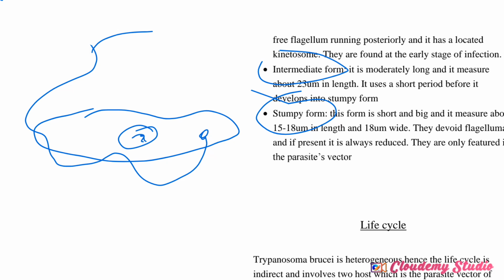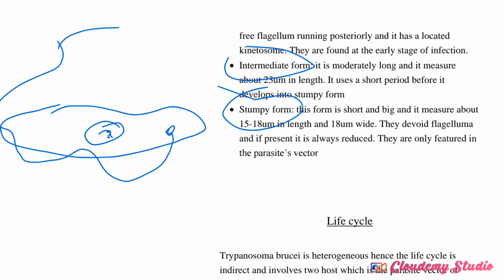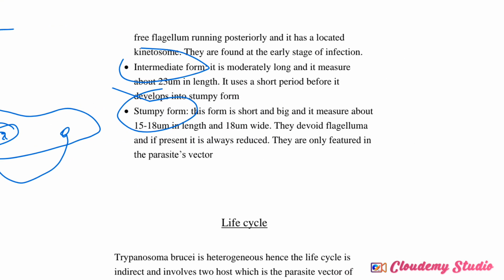That's the first one. Now the intermediate form. The intermediate form is between the slender form and the stumpy form. You understand? It is moderately long. It is what? Moderately long, and it usually measures about 20 micrometers in length and has a moderately long flagellum.